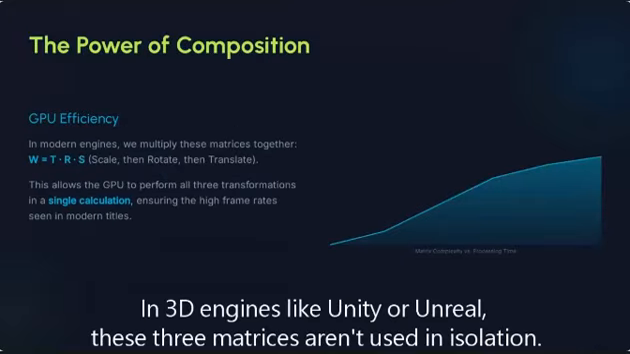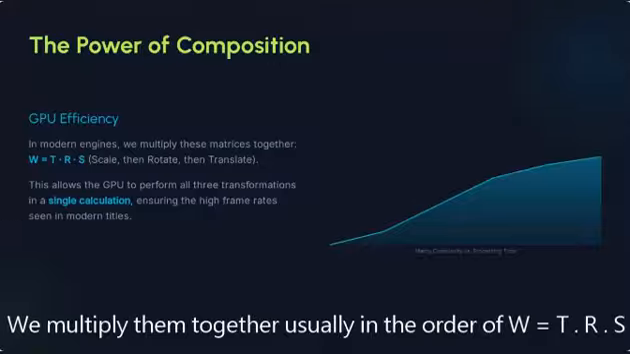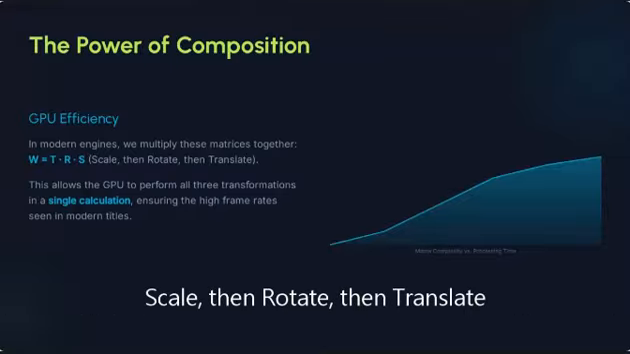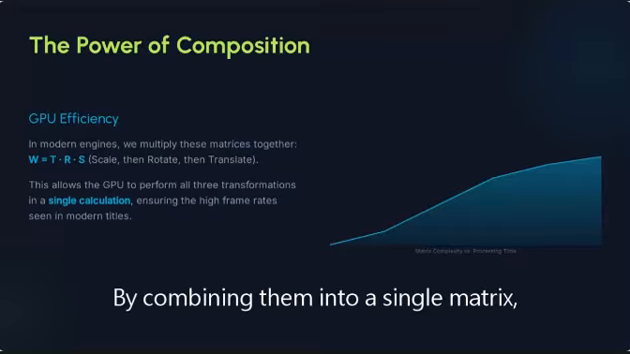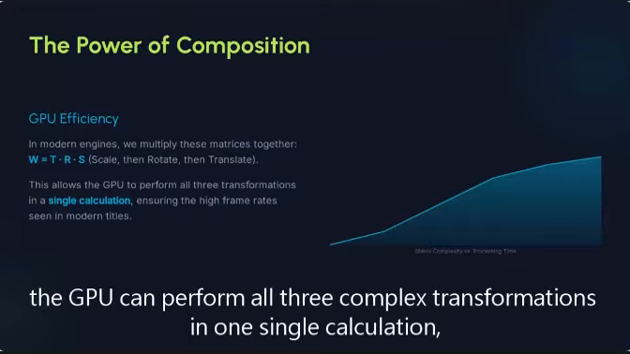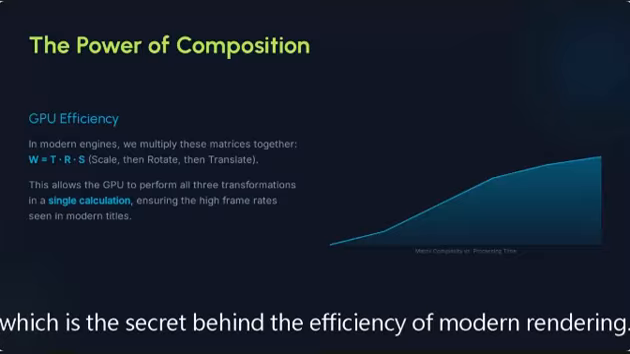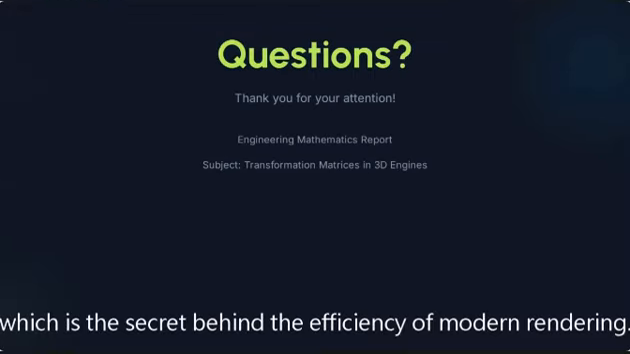In 3D engines like Unity or Unreal, these three matrices aren't used in isolation. We multiply them together, usually in the order of W equals T R S. Scale, then rotate, then translate. By combining them into a single matrix, the GPU can perform all three complex transformations in one single calculation, which is the secret behind the efficiency of modern rendering.